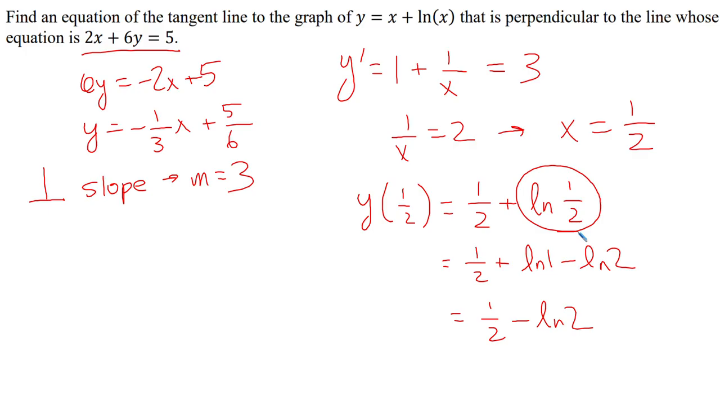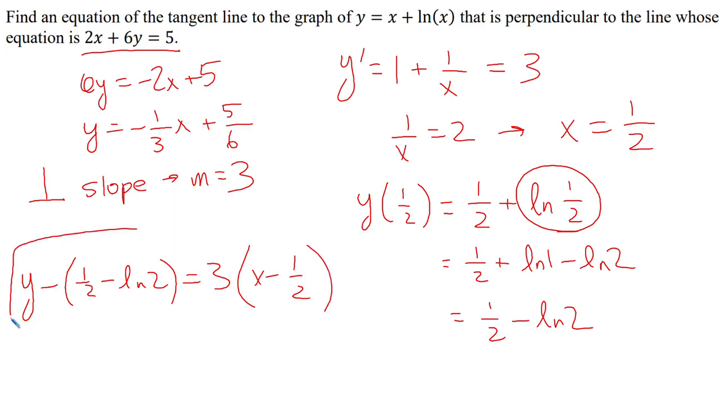So now when I write my equation, it's going to be y minus the y value, which was not 3. The y value was the value we just found. Y minus 1/2 minus natural log 2 is equal to the slope, which was 3, times x minus 1/2. And of course, if you really want to, you can put that into slope-intercept form. I probably did on the answer key, but it is not necessary for you to do that.